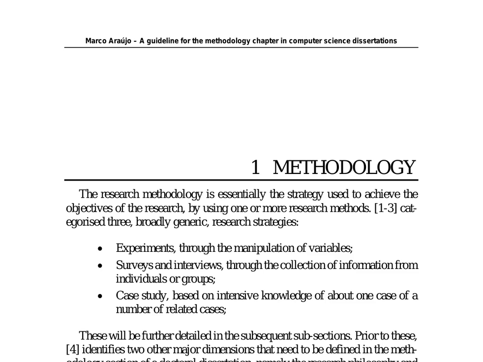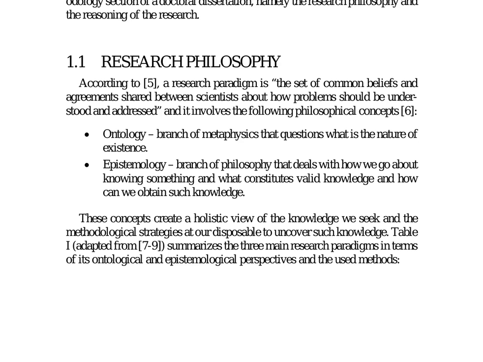Research philosophy, as defined by 5, refers to the set of common beliefs and agreements shared between scientists about how problems should be understood and addressed. It involves two key philosophical concepts: ontology, which questions the nature of existence, and epistemology, which deals with how we go about knowing something and what constitutes valid knowledge.